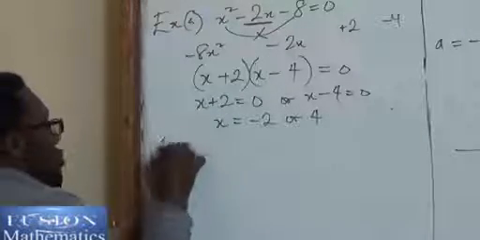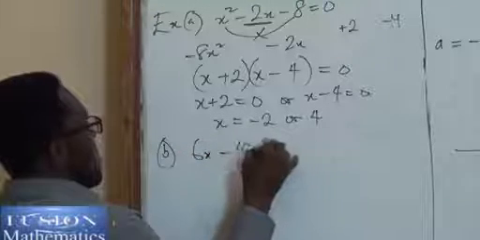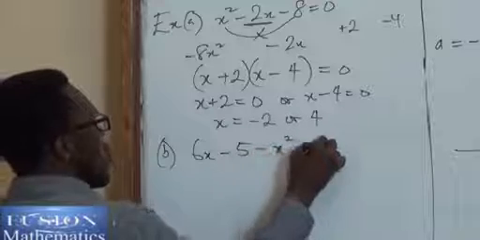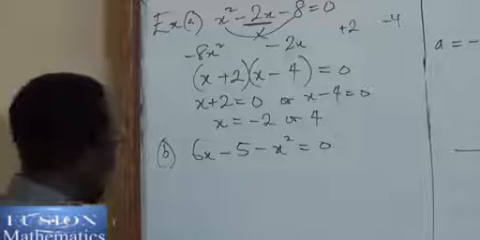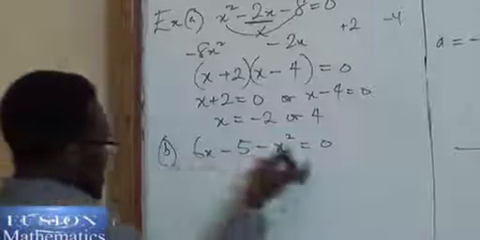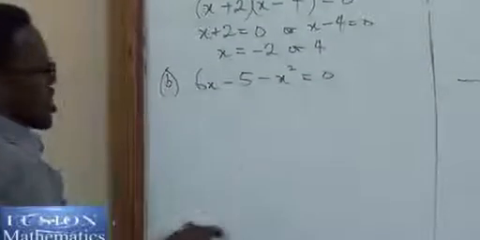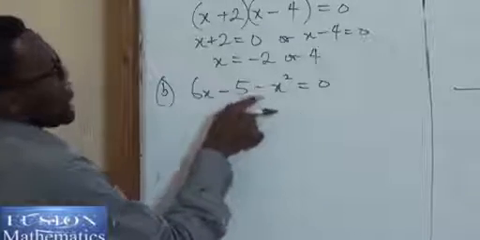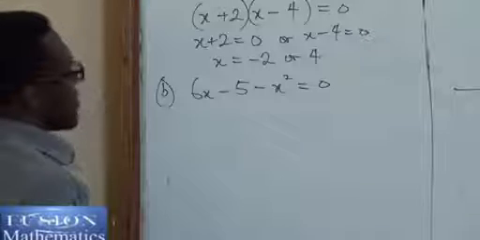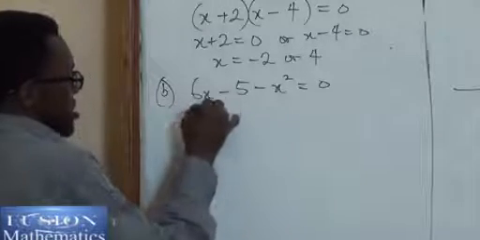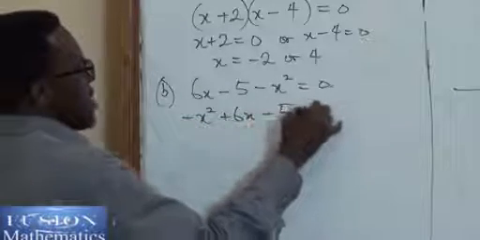Let's do another example. If we have 6x minus 5 minus x squared equals 0. We said to find the root, we equate it to 0. Now, first of all, we need to rearrange this equation so that we can find it. You will notice also that this equation has a negative 1 for the x squared. So it's a negative polynomial. So we have it as minus x squared plus 6x minus 5 equals 0.